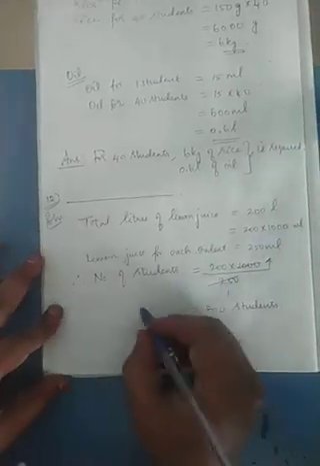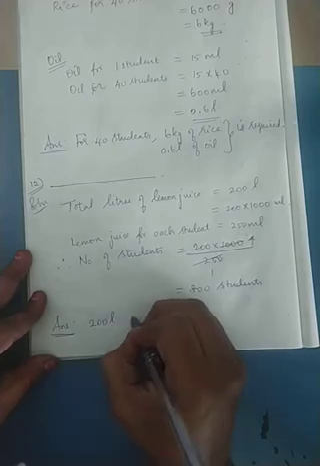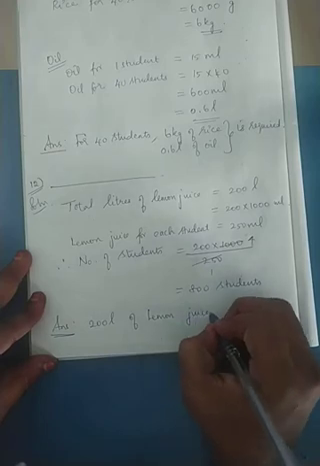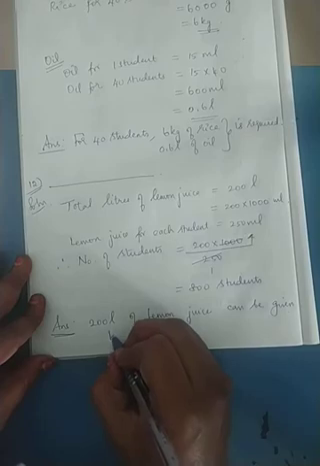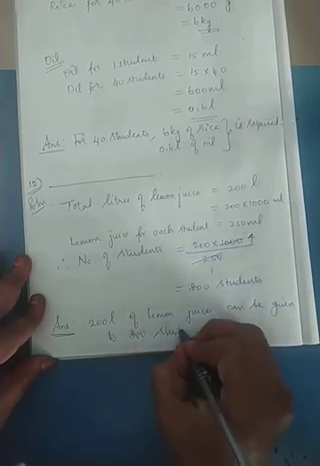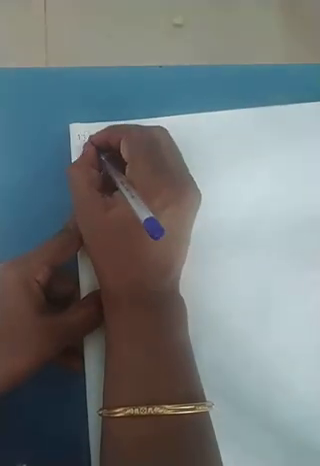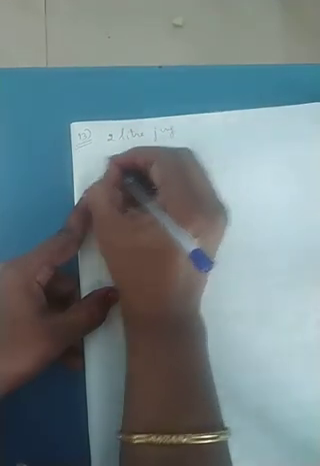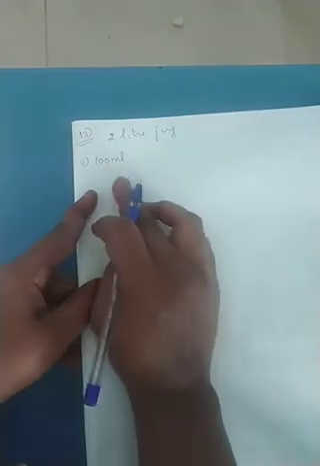So I will say in the answer, 200 liters of lemon juice can be given to 800 students. Okay, coming to the 13th question. I have again a 2 liter jug. Okay, now I have 100 ml glass.